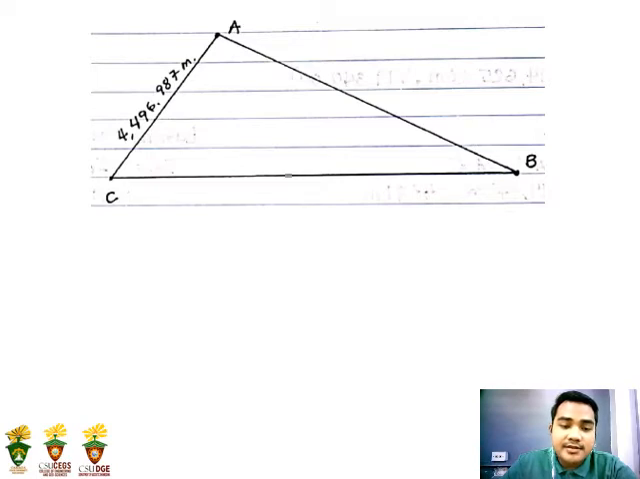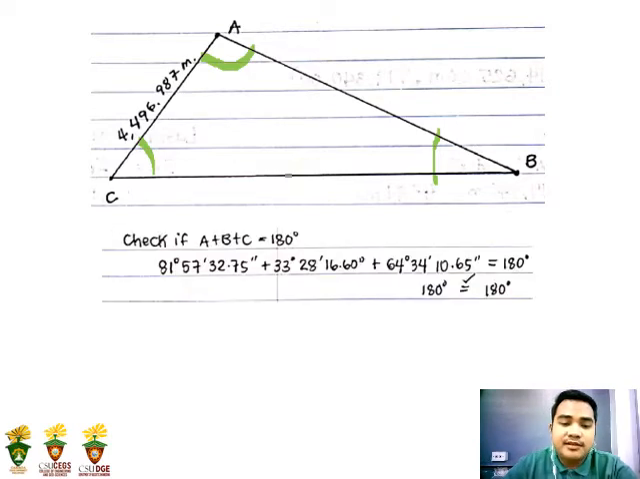Na siya ay 4,496.987. And we have also given angle A, angle B, and angle C. So first and foremost, we need to determine if angle A, B, and C must be equal to 180 degrees. Kung 180 magit siya. Alright, so we have to check if A plus B plus C is equal to 180 degrees.